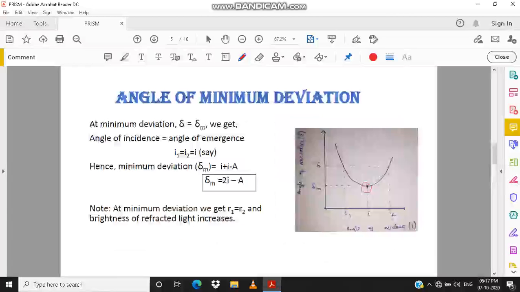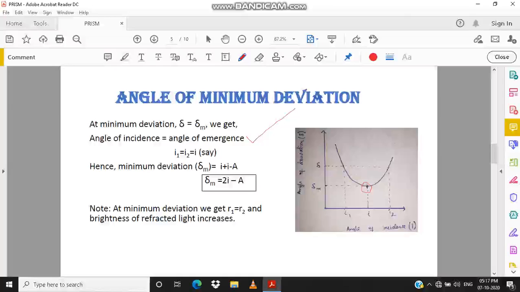What we see is that the angle of incidence is equal to the angle of emergence. That is, the angle of the light entering the prism and the angle of the light leaving the prism are the same. So in that condition, we will be getting the minimum deviation angle.